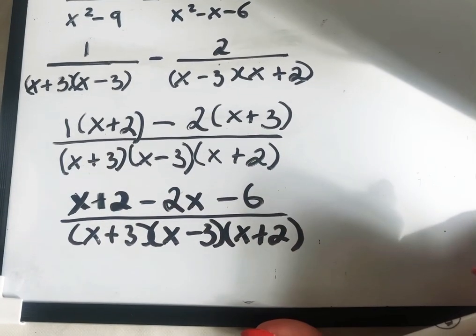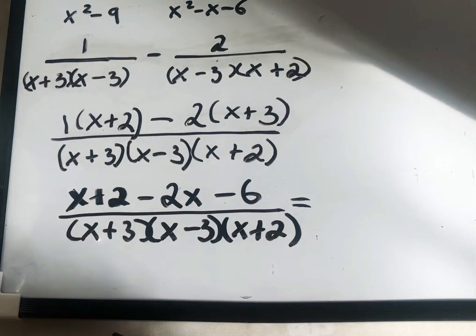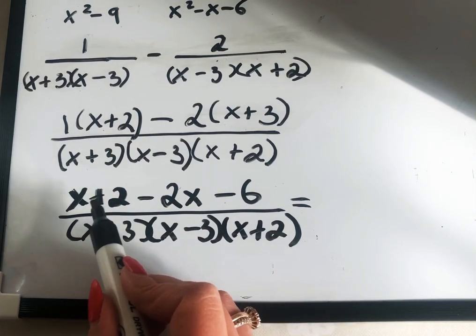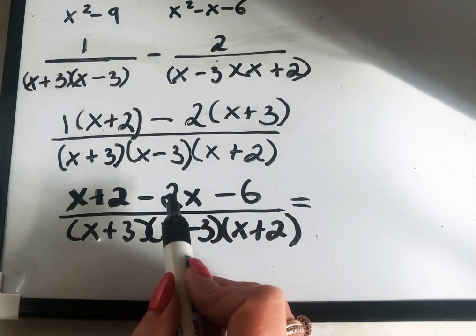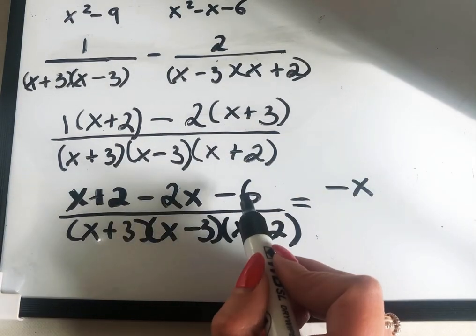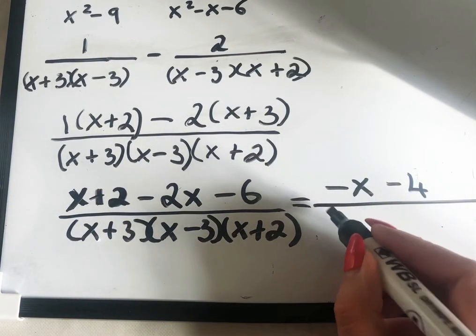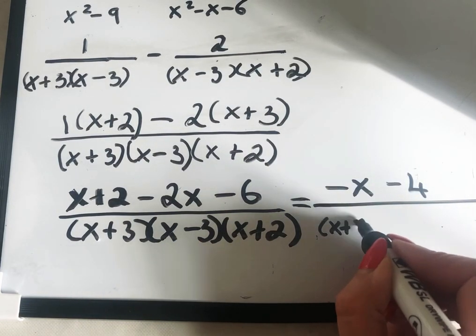And to finish off the question, we simply add the top. x, take away negative 2x is negative x, plus 2 minus 6 is minus 4, and we leave our denominator as we have it.